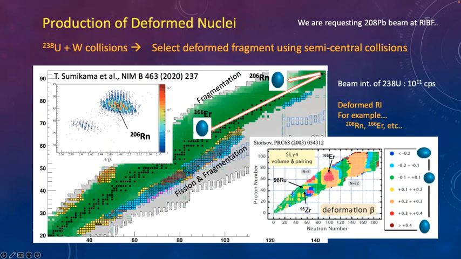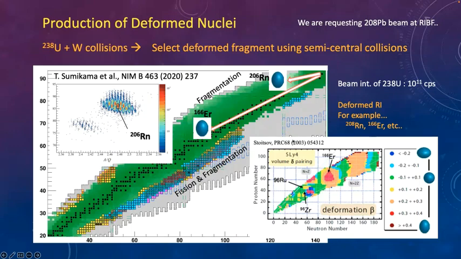But in the uranium case, we have fission, so we have a lot of fission products, and it's difficult to select the violent fragmentation reaction. So an RI beam is a very nice beam to select, and GSI can do it now. We have no RI beam. So last year, one of the motivations for requesting an RI beam is part of this program.